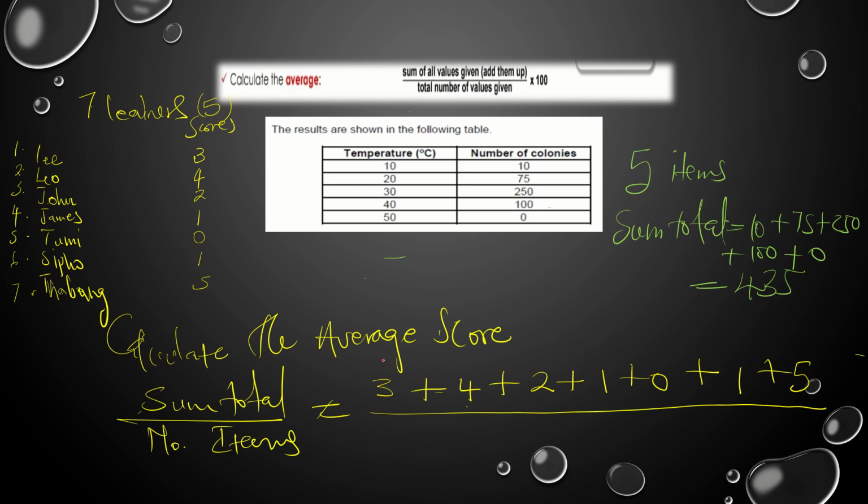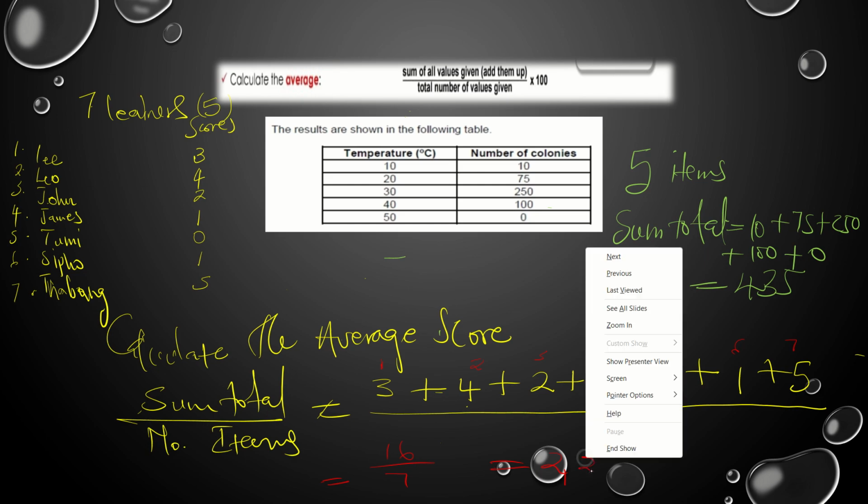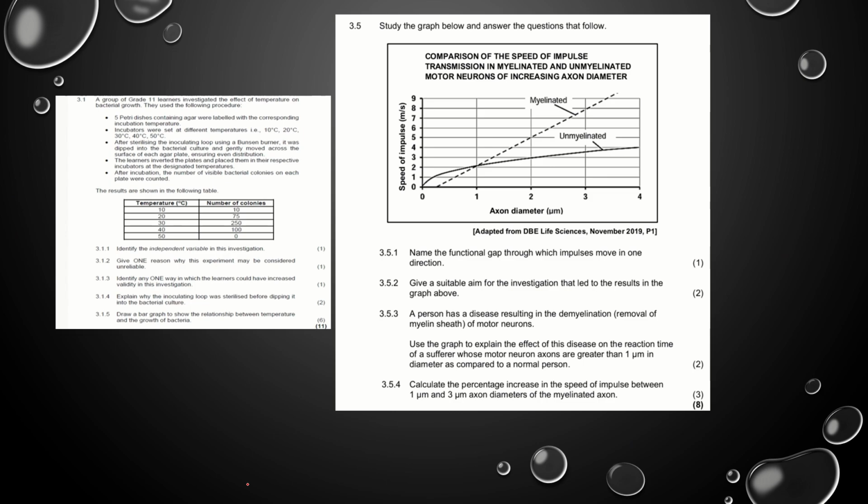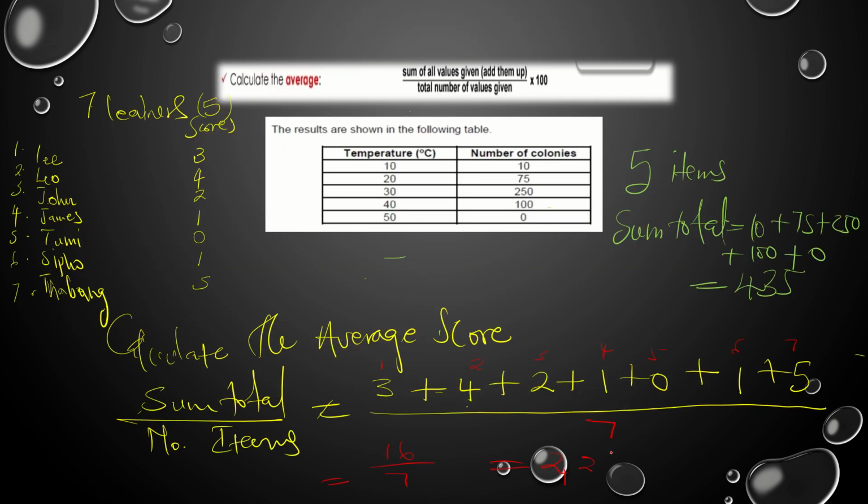Okay, we have 1, 2, 3, 4, 5, 6, 7. So we are going to divide by 7. Then what is our sum total? 16 divided by 7. What do we get? 2.29. Already rounded this off.